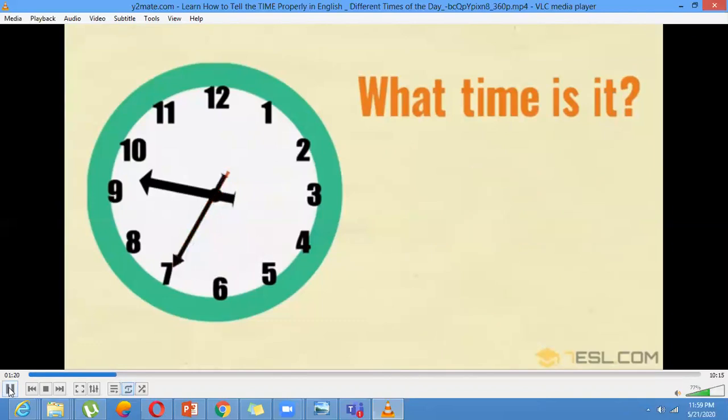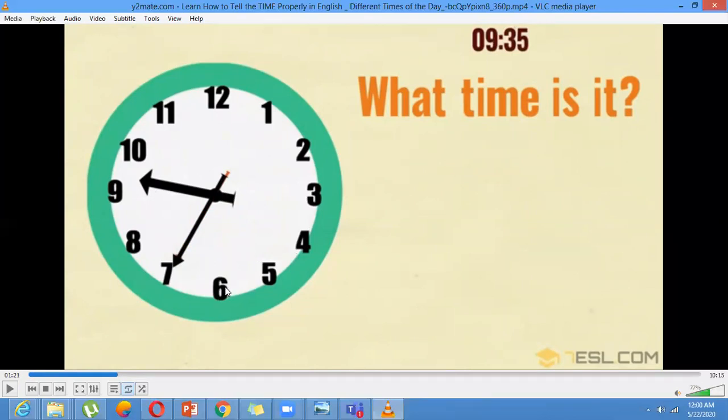So you can see we have divided the whole clock into two portions. The first one is 5, 10, 15, 20, 25 and 30. For this portion we use past. For example, 5 past 9, 10 past 9, a quarter past 9, 20 past 9, 25 past 9, and half past 9.